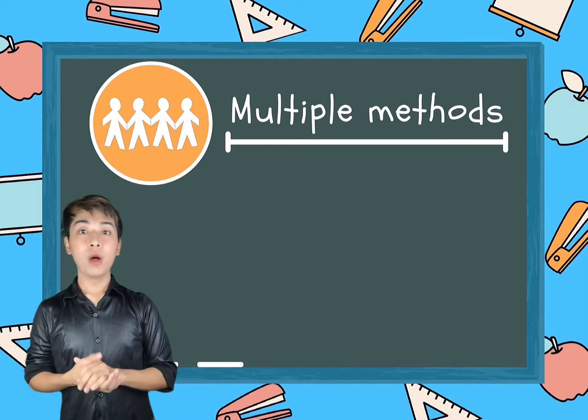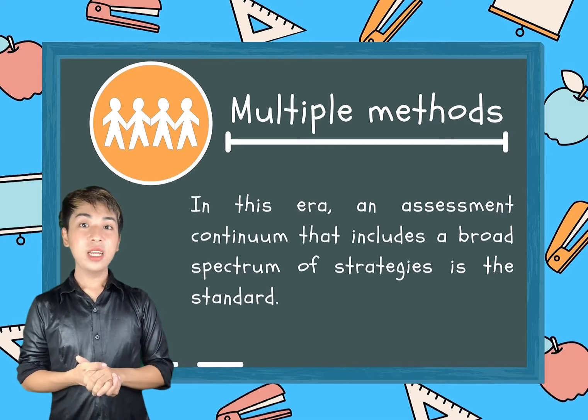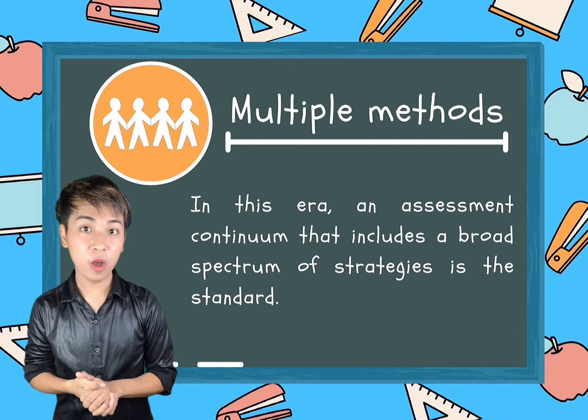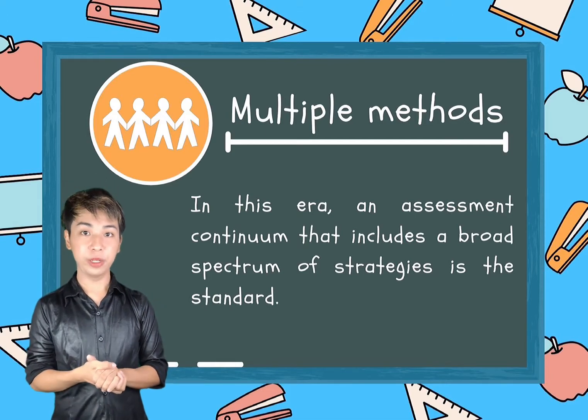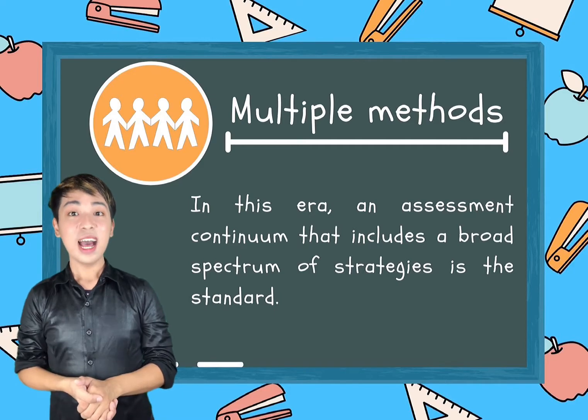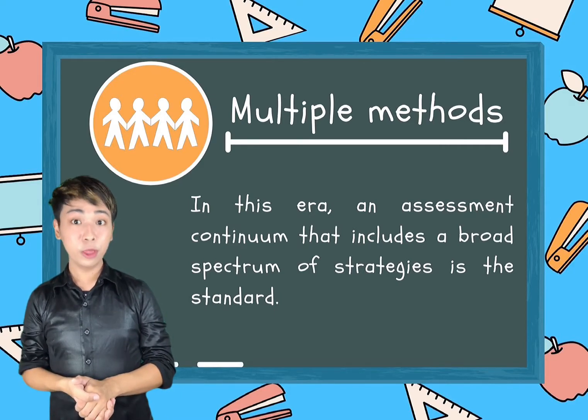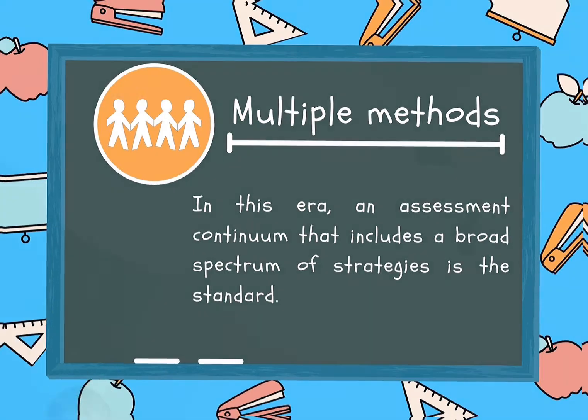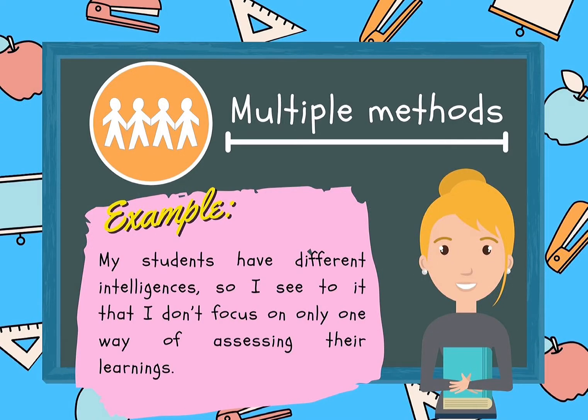Number 5, multiple methods. In this era, an assessment continuum that includes a broad spectrum of strategies is the standard. This means that assessment should not be done through a one-way process only. It must incorporate various strategies to meet the standard. Example, the teacher knows that her students have different intelligences, so she sees to it that she doesn't just focus on only one way of assessing their learning.